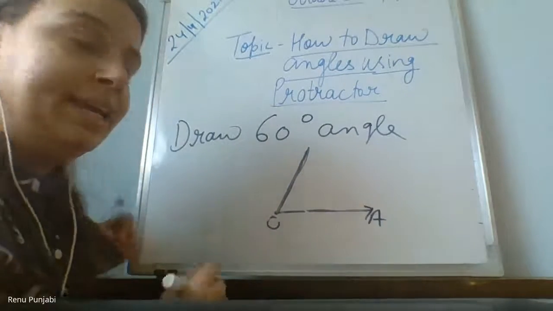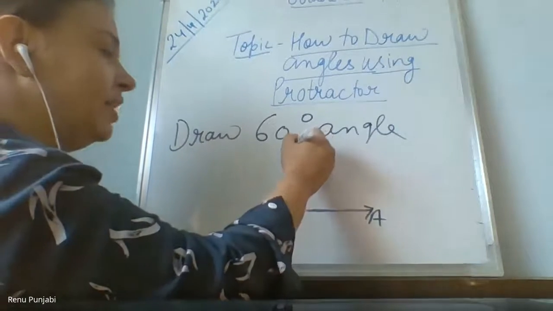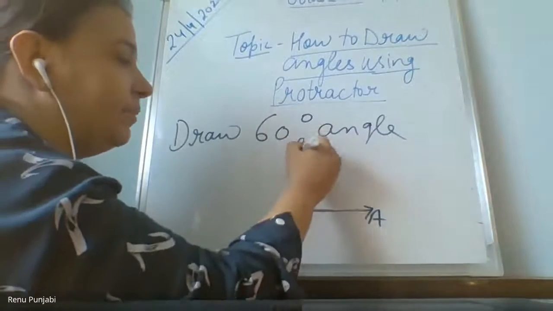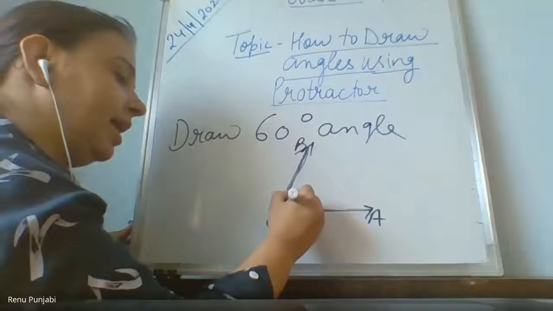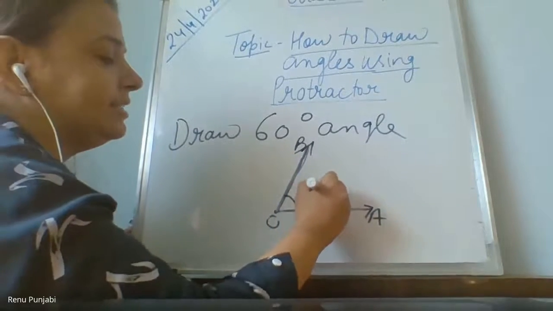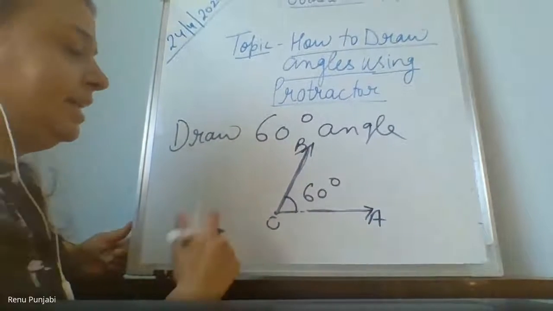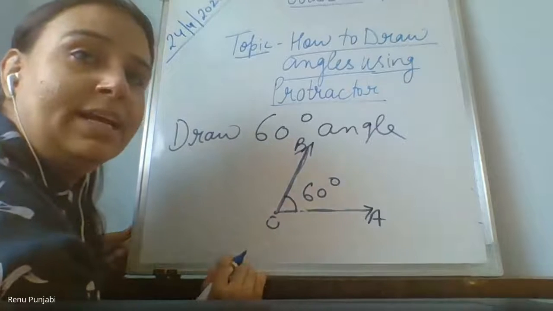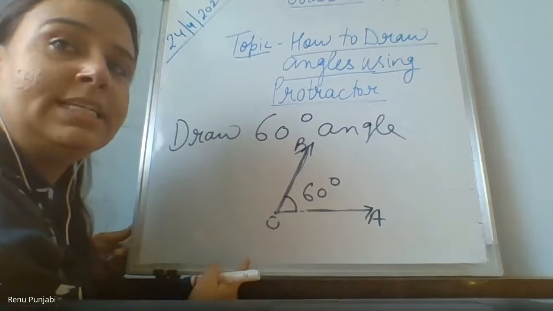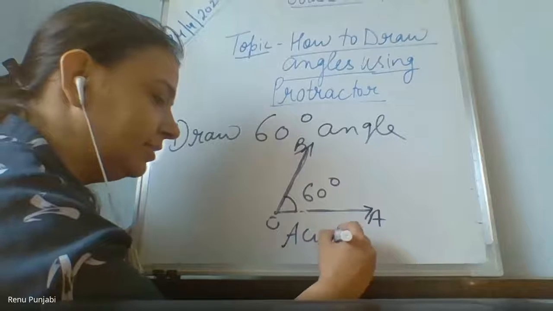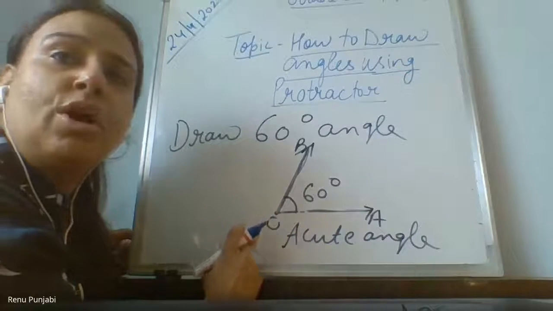After extending it, name it as B or something, OAB, and mark an arrow here and mark an angle sign here, at 60 degree. And a 60 degree angle, which type of angle is this? Acute angle. Got it? How to draw the acute angle? Can you please repeat?